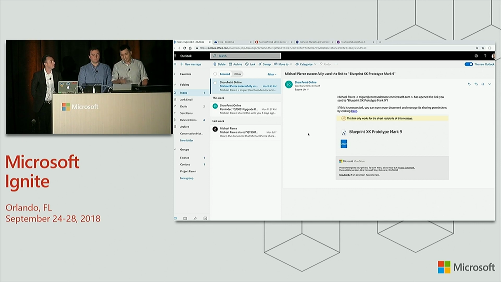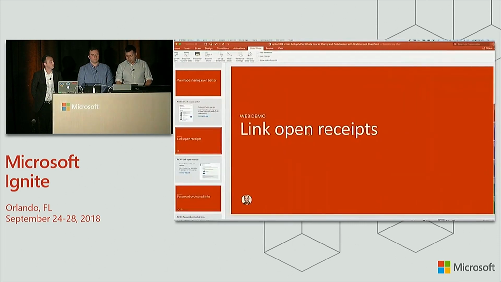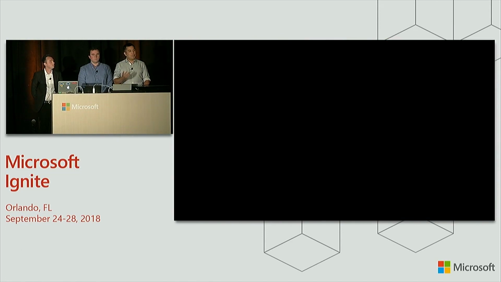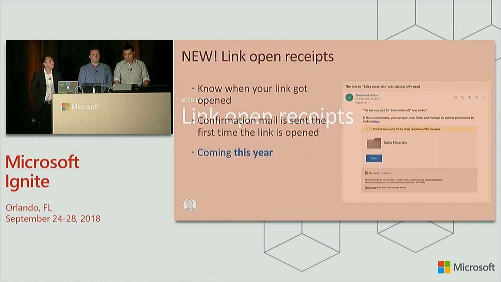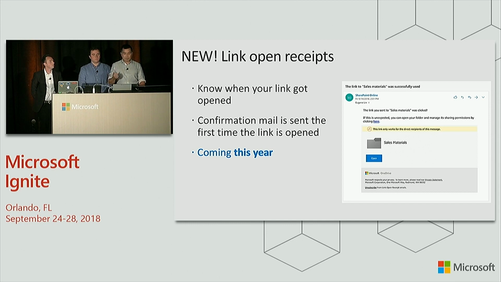You can see here that I have an email that says that Michael opened the link that I sent to him. OneDrive's new link open receipts make it really easy for you to see when somebody has actually opened your link on the other side. All you have to do is send a link, and the first time somebody opens it, you're going to get a confirmation mail that says your link was actually received. Isn't that pretty cool?